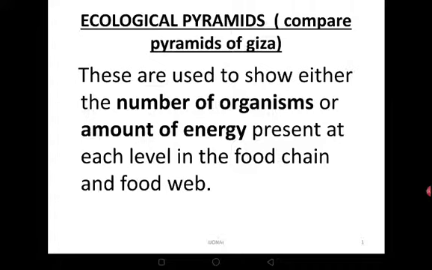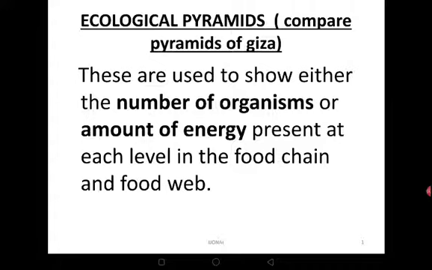In our previous lesson, we looked at the food chains and the food webs. I hope at this time you can differentiate between a food chain and a food web. I also gave you an assignment of looking around your compound at home and trying to draw different food chains and food webs given the organisms in your compound. So back to ecological pyramids.